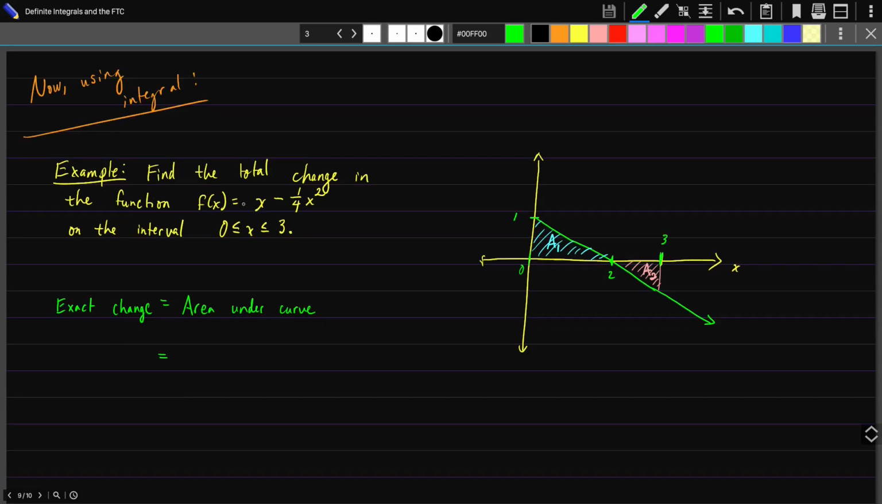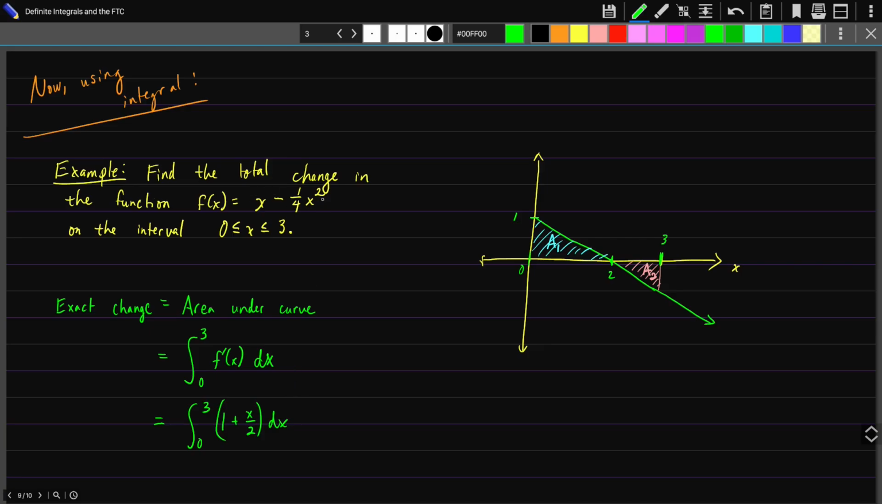So our function is f of x equals x minus 1 over 4 x squared. So the thing we want to integrate here is actually f prime of x. And we want to integrate that function between 0 and 3. So computing f prime of x is pretty easy. It's just 1 plus x over 2. So we're computing the integral from 0 to 3 of 1 plus x over 2 dx.